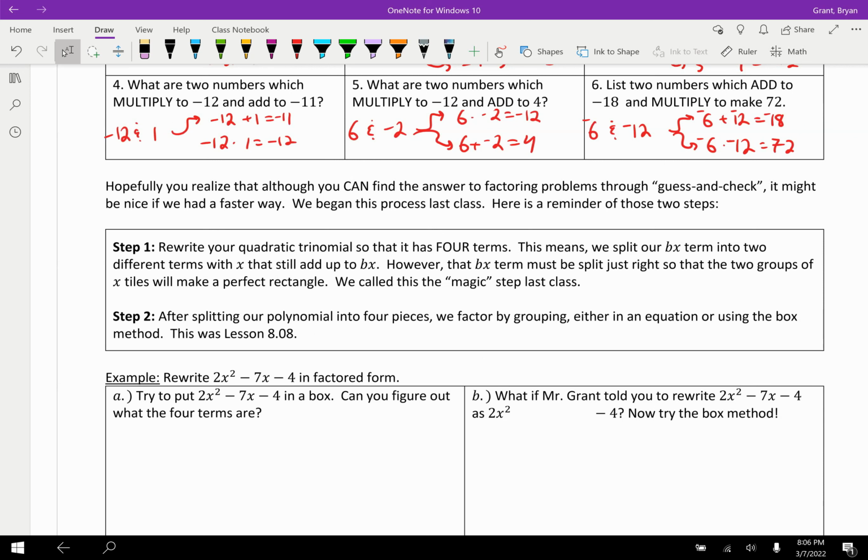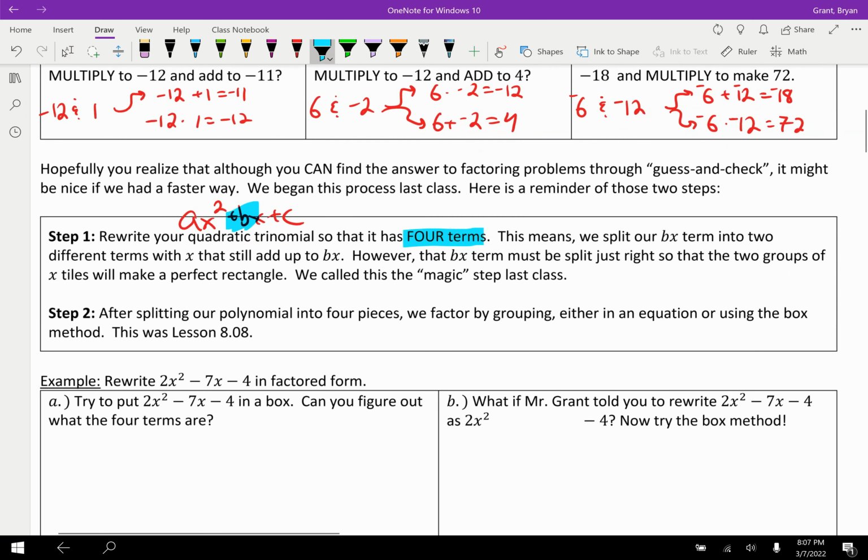Step 1 is you need to take your quadratic trinomial, and that's in that ax squared plus bx plus c, and currently this has 3 terms, right? You need to rewrite that so it has 4 terms. That means we're going to take this bx term and split it into 2 different terms that are still added up to bx. However, you have to split it just right. If you don't split it just right, then your algebra tiles that we saw last class won't make a perfect rectangle. So the magic step is what we're going to focus on today.